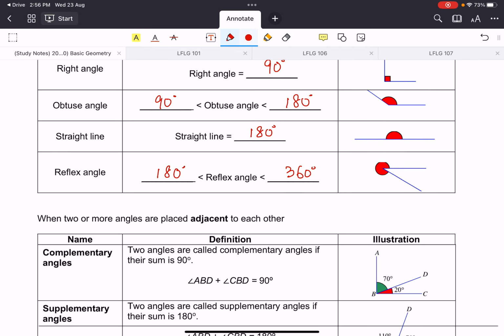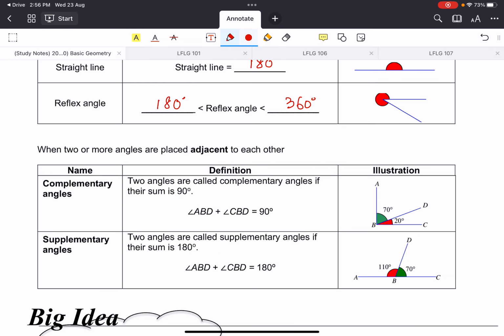Okay. So here, when two angles are placed adjacent to each other, I hope you know the meaning of the word adjacent. It just means they are side by side, right? If the adjacent angles add up to 90 degrees, they have a special name, a unique name. They are called complementary angles. So complementary angles is when the two adjacent angles add up to 90. And when we have angles that add up to 180, we call them supplementary angles.